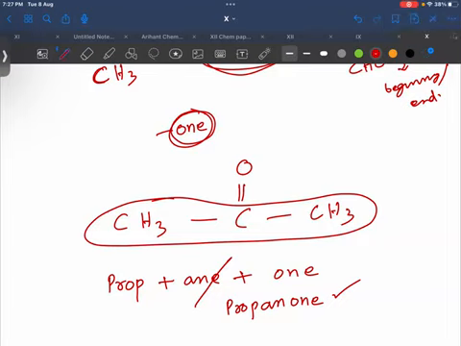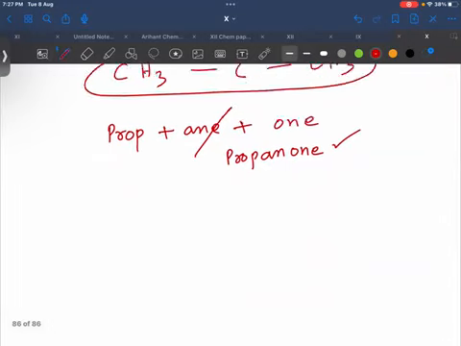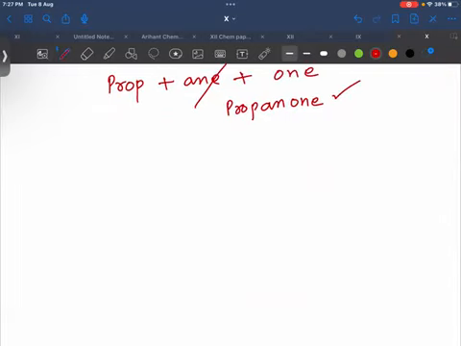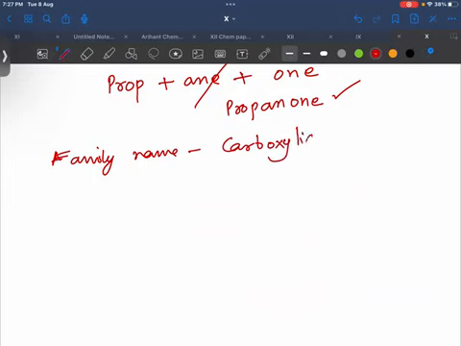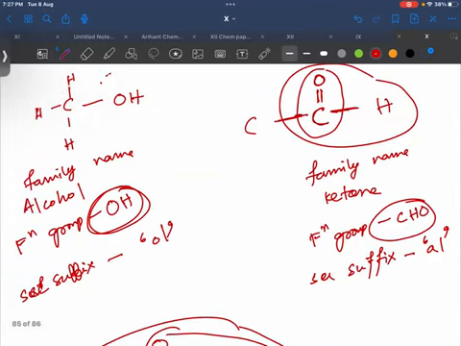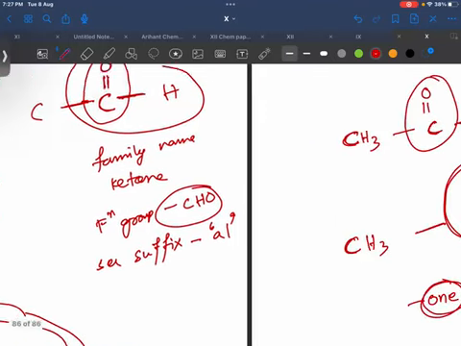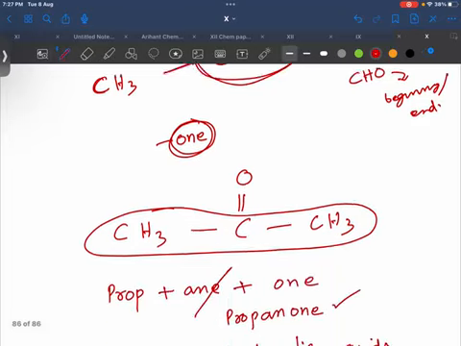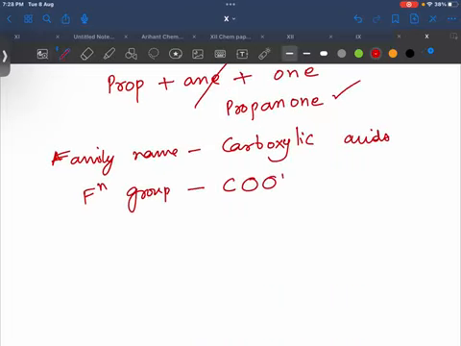Okay, next, write down the next functional group. Write down the family name. Carboxylic acids. Family name is carboxylic acids. Functional group is COOH.